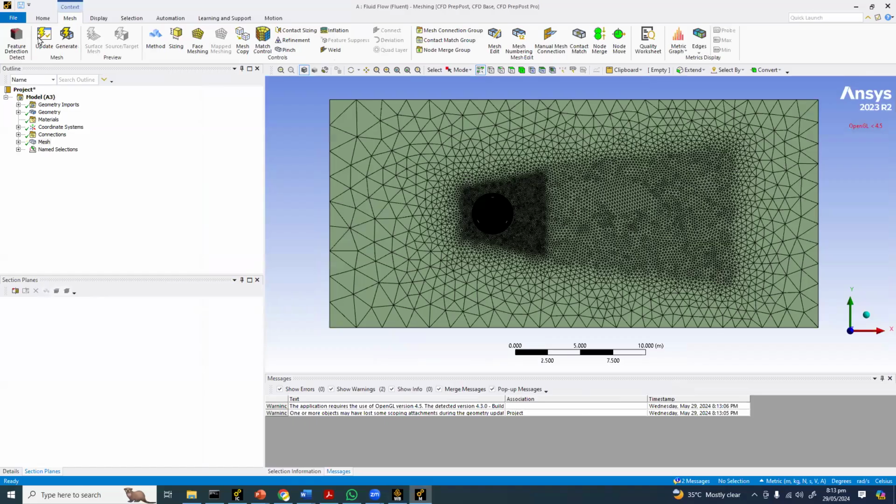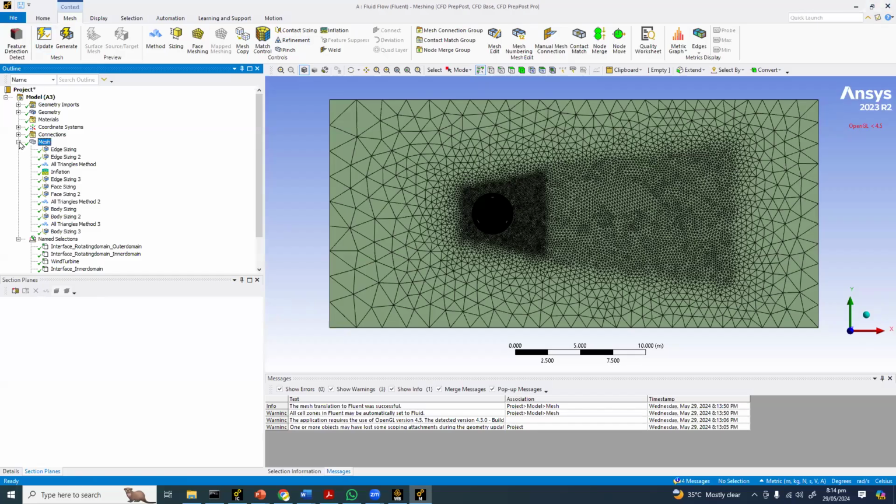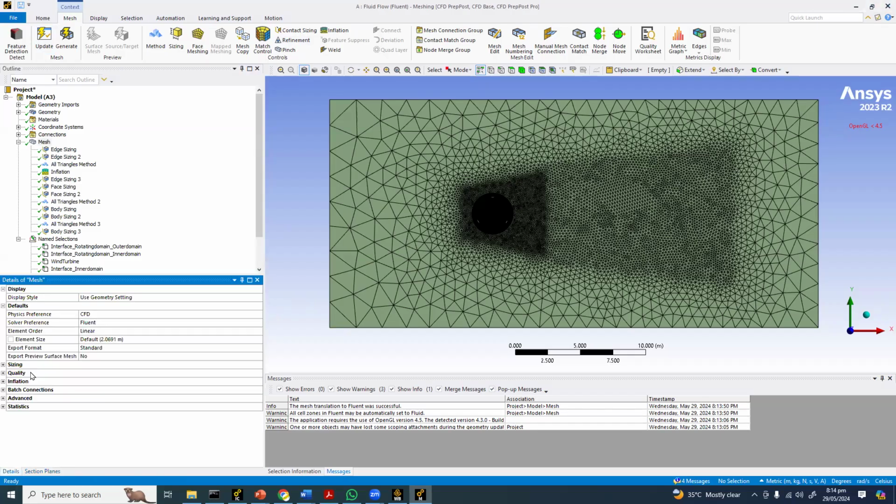It will update the mesh, which means it will translate the mesh to Fluent. The last thing it will do is check the mesh for any errors. The last thing it will do is translate the mesh, writing the file in the MSH file format and then translating to Fluent. Okay, so you can close here. If you want to find out information about the mesh, we can do that here.